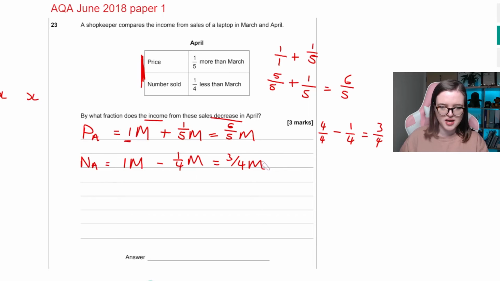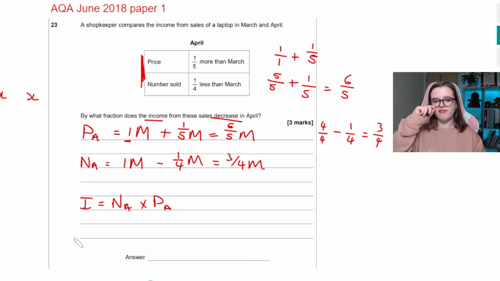Okay, then the income is going to be the number of computers they sold in April, multiplied by the profit for each computer. Does that make sense? Because if they earn £2 a computer and sell 10 computers, then they're going to get 20 quid, right? £2 per computer. So that's a times that you're doing there. So income, then you're going to get N times A, which is then this 6/5 m. So it's going to be 6. Oh no, it's not. It's going to be the 3/4. My apologies. 3/4 m. Switch them around, haven't I?